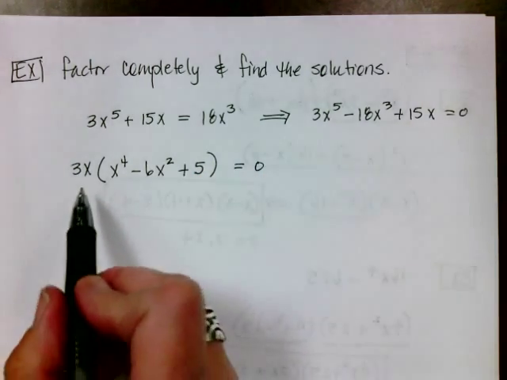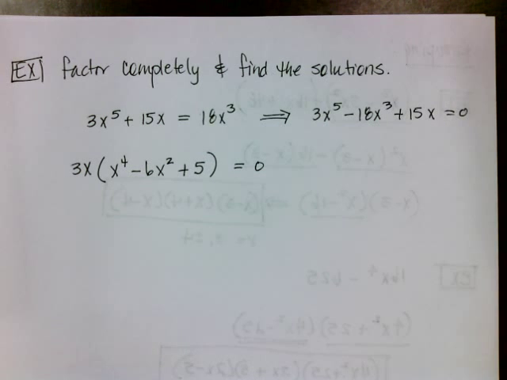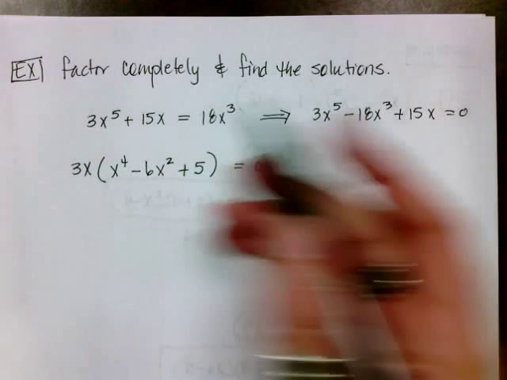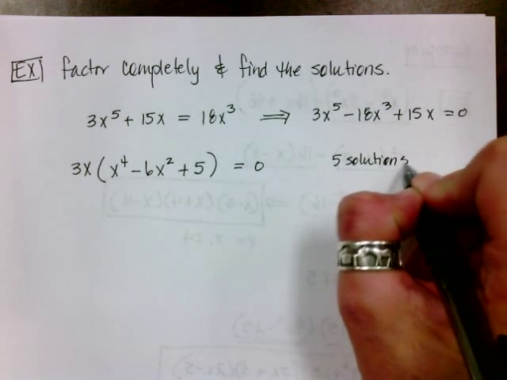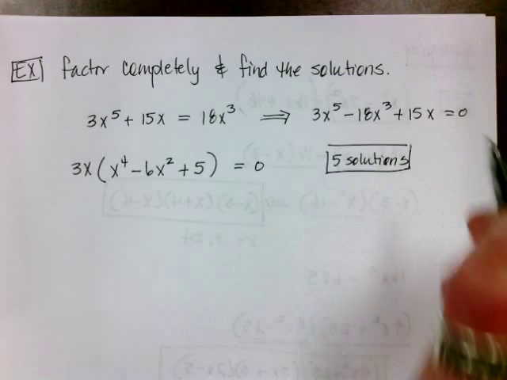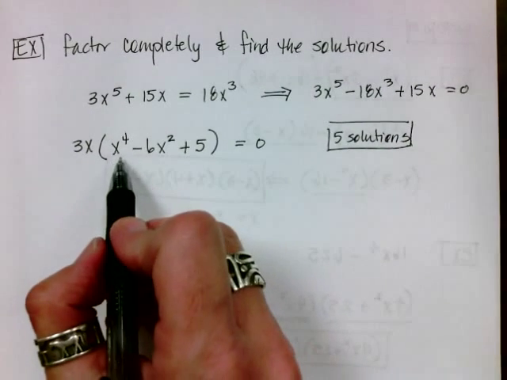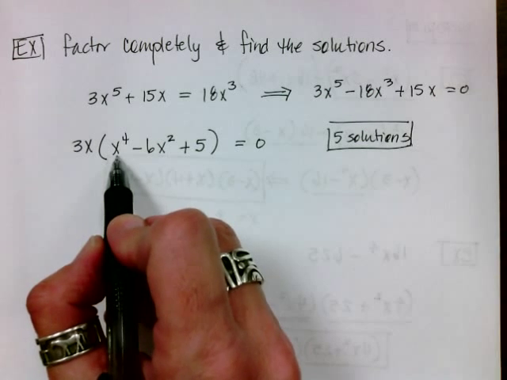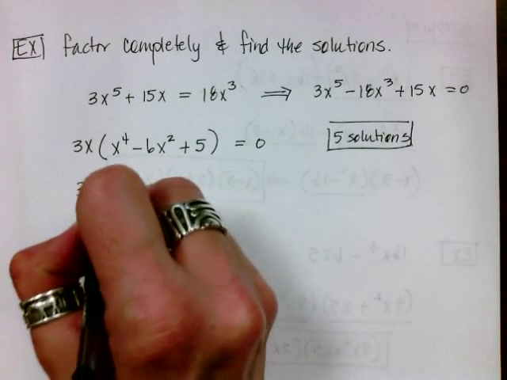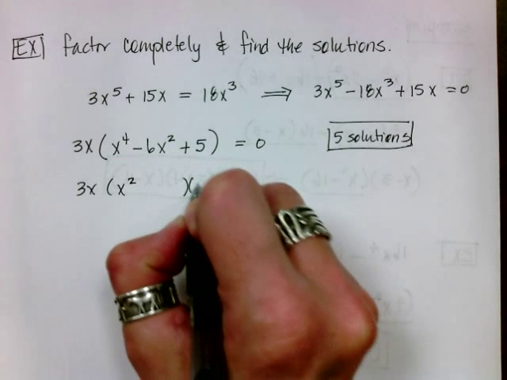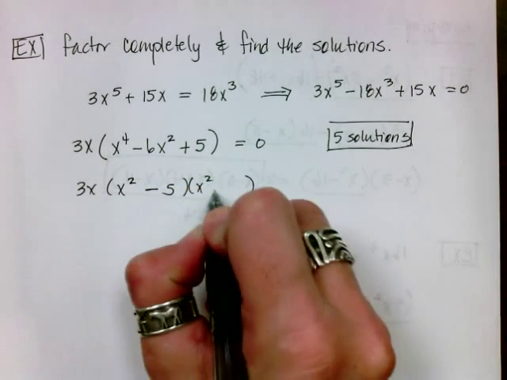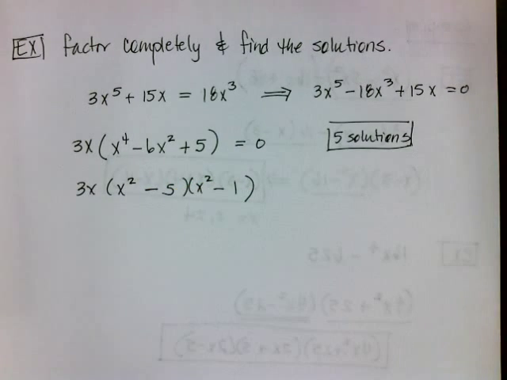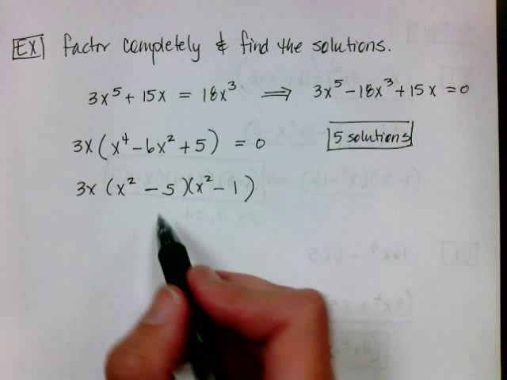Okay? This is going to be one of my solutions, so I'm going to leave it out front. Remember that I need to have 5 solutions. That's my task, is to find all of those. Okay? So I'm just going to stick that off on the side. This is actually the same type of problem that we did earlier. x to the 4th could be written as x squared. The factors of 5 that give me 6 are 5 and 1, so I could do a minus 5 and a minus 1. Okay? Alrighty.